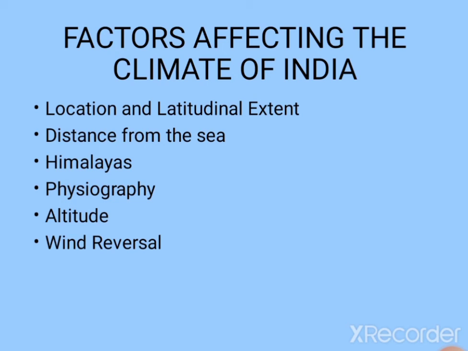Next factor is wind reversal. Now, the Indian climate is characterized by the complete reversal of wind system that occurs with the change in season. During winter, the winds blow from northeast to southwest. These winds are dry, and during summer, a complete reversal in the wind direction is seen, and winds start blowing from southwest to the northeast, carrying with them moisture from the large water bodies that surround the Indian subcontinent.